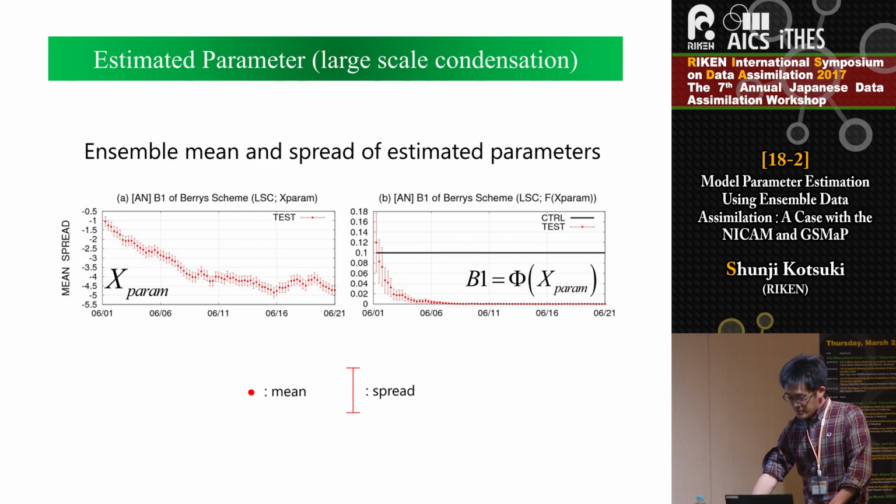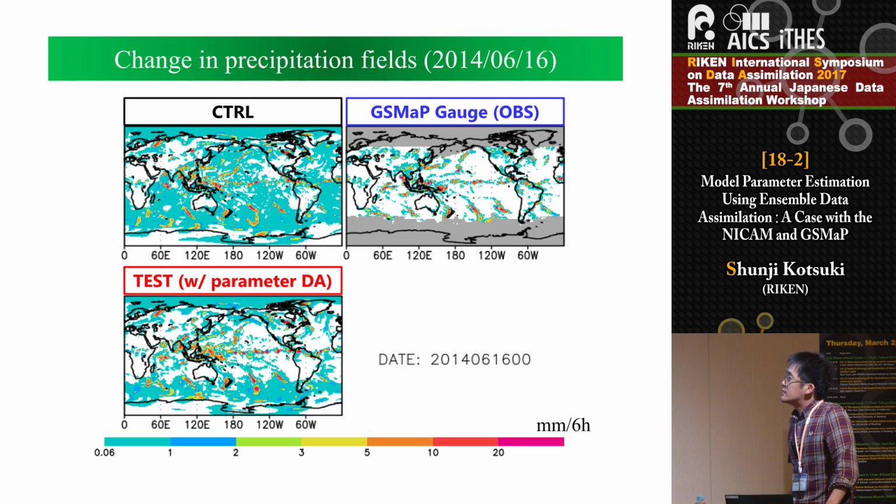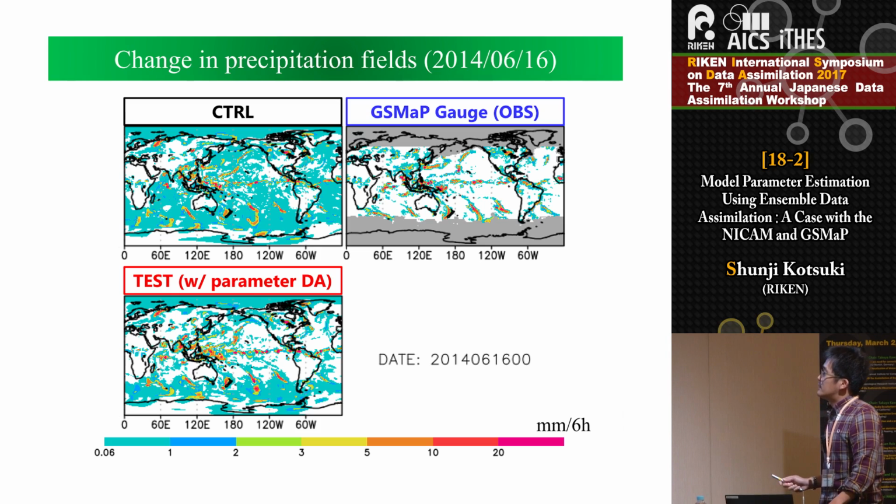So let's see how the precipitation field changes due to this parameter estimation. This panel compares the precipitation field from the control experiment without parameter estimation, and the red one is with parameter estimation. And this is the one from the observation. And as you see, as I mentioned, the model tends to overproduce the precipitation over the ocean, and this overproduced area is remarkably improved by the estimated parameter. As you see, this white colored region is very large compared to the control experiment.